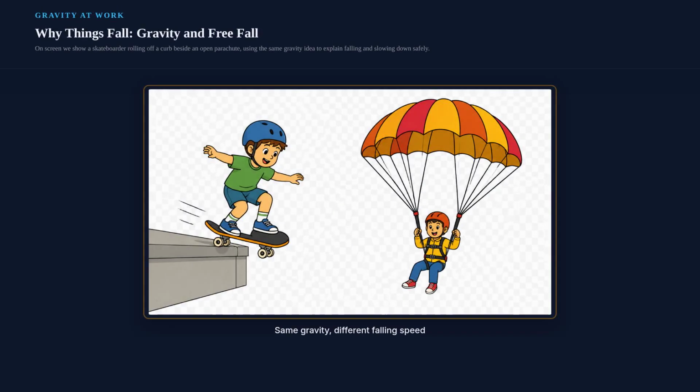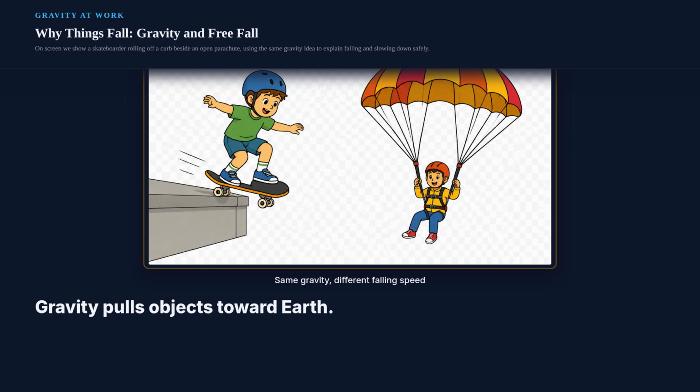Now let's use gravity. Here we see a child on a skateboard rolling off a curb, and beside it an open parachute floating down. Notice that both are being pulled by gravity, but the parachute has a much bigger surface to slow the fall. Gravity pulls everything toward Earth, even when we do not feel it touching us. That is why the skateboarder starts to drop after the curb, and the parachute keeps drifting downward.